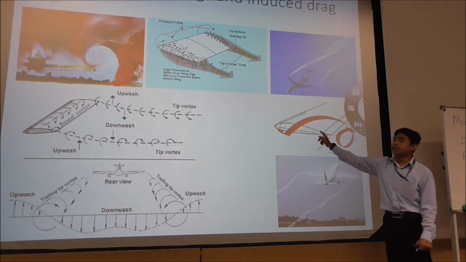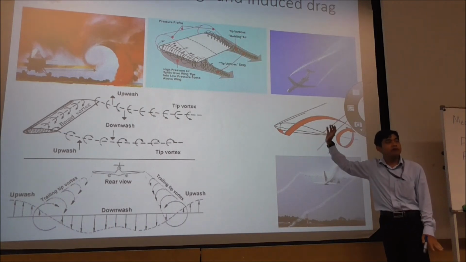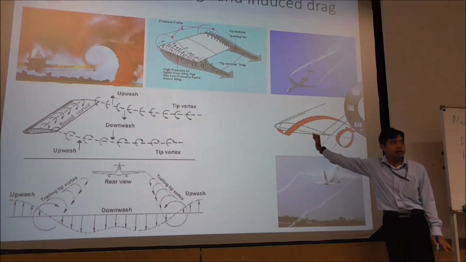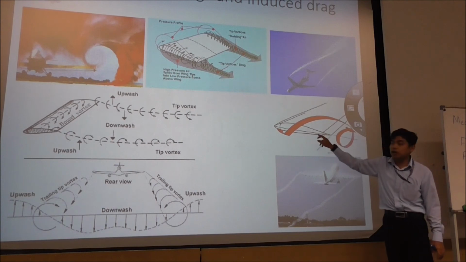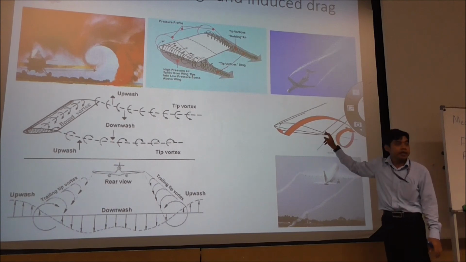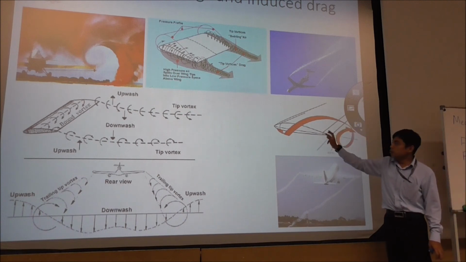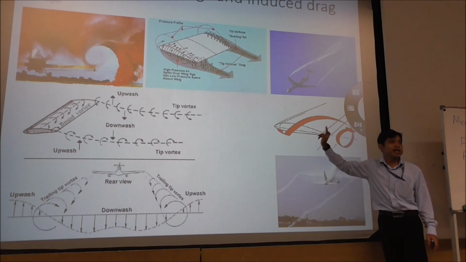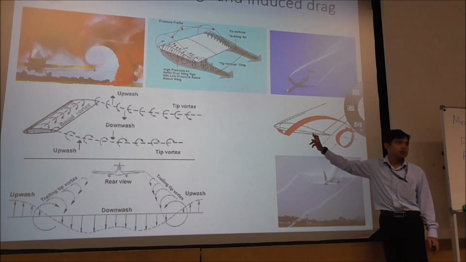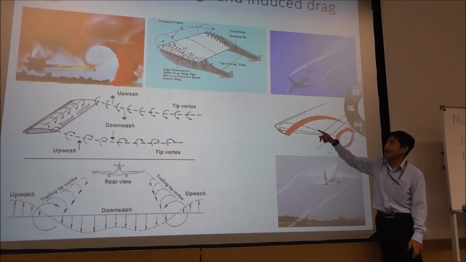Now, believe it or not, this thing contributes to big percentage of fuel consumed by the aircraft. This thing, this rolling vortex trailing. That's why nowadays the aircraft manufacturer try to minimize it as much as possible. Okay, because it will burn more fuel than when you don't have this thing.